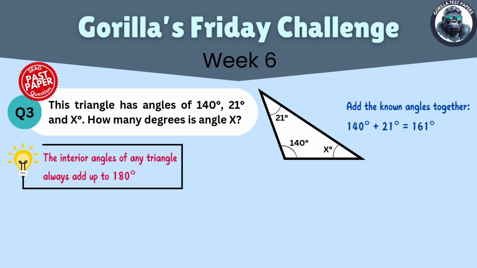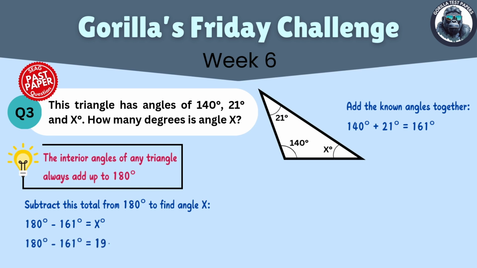Now we have to subtract this total from 180 degrees to find the angle x. So we do 180 degrees minus 161 degrees equals angle x. So therefore, angle x equals 19 degrees.